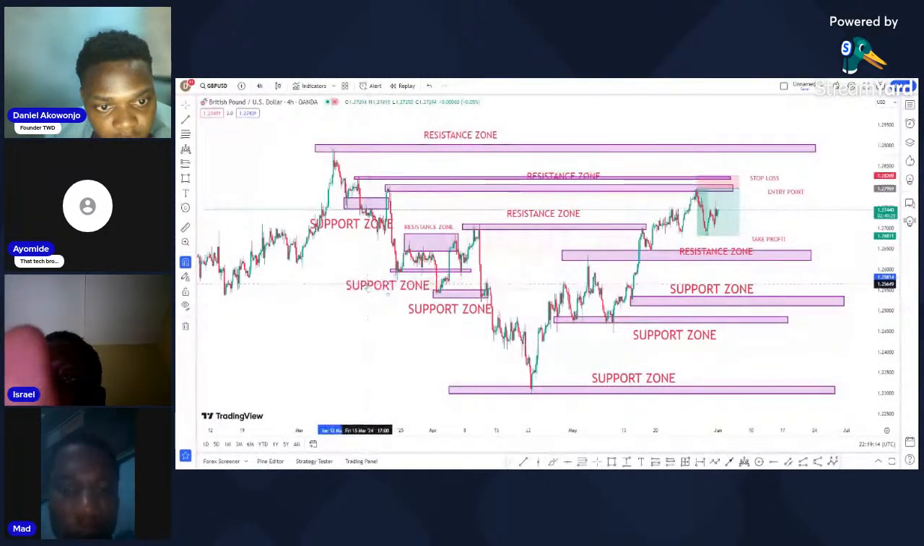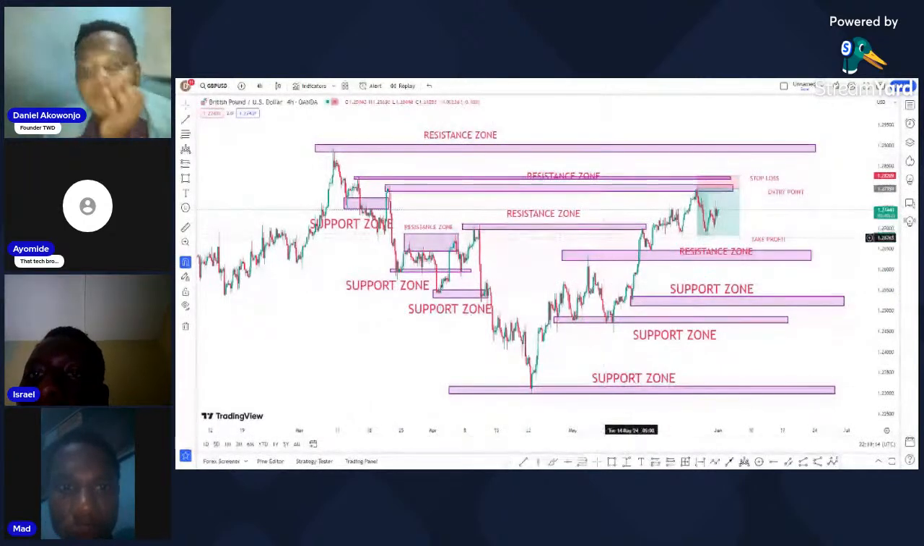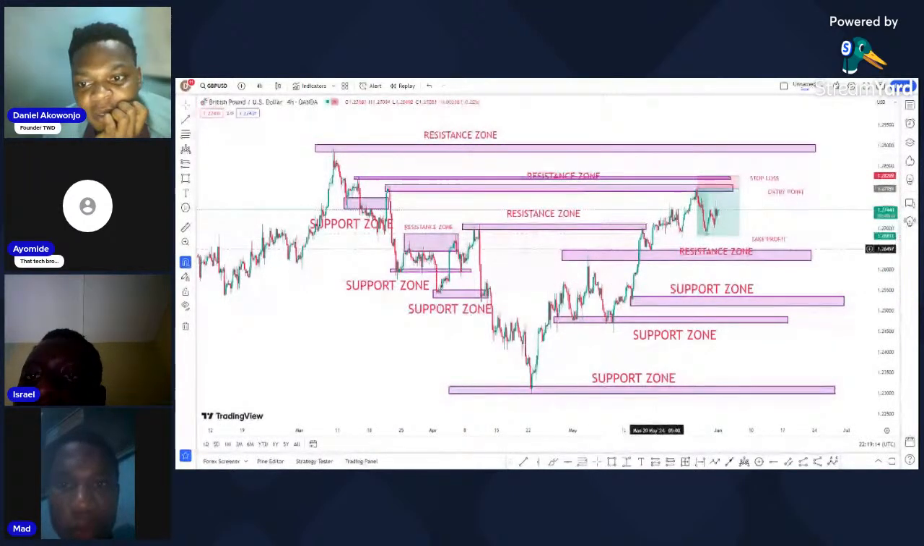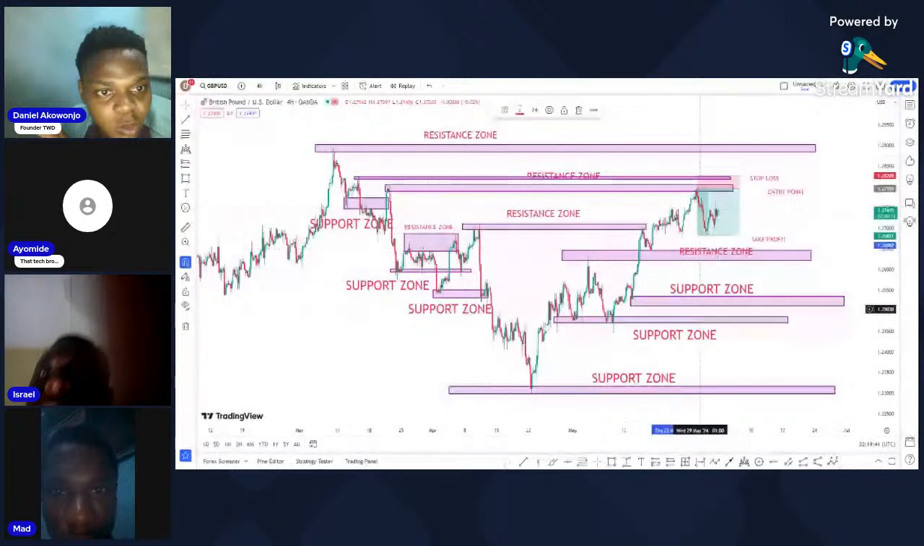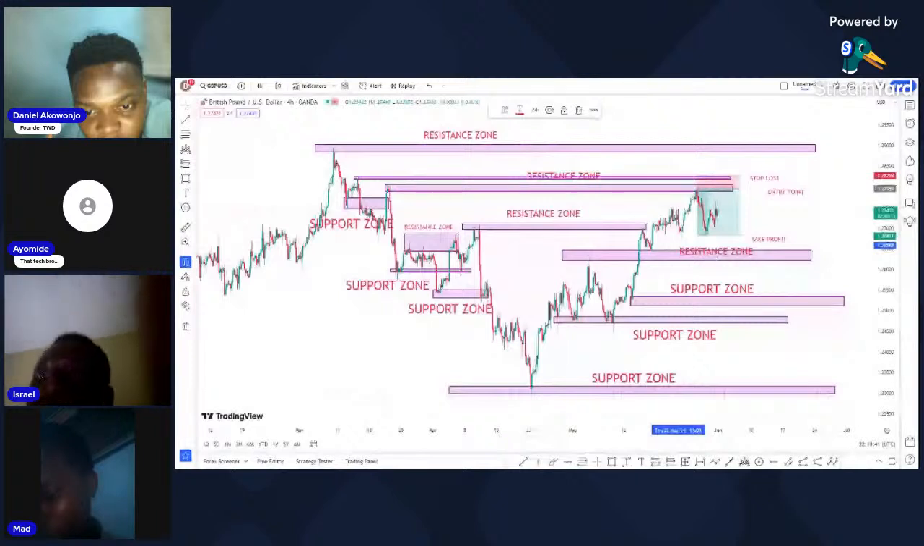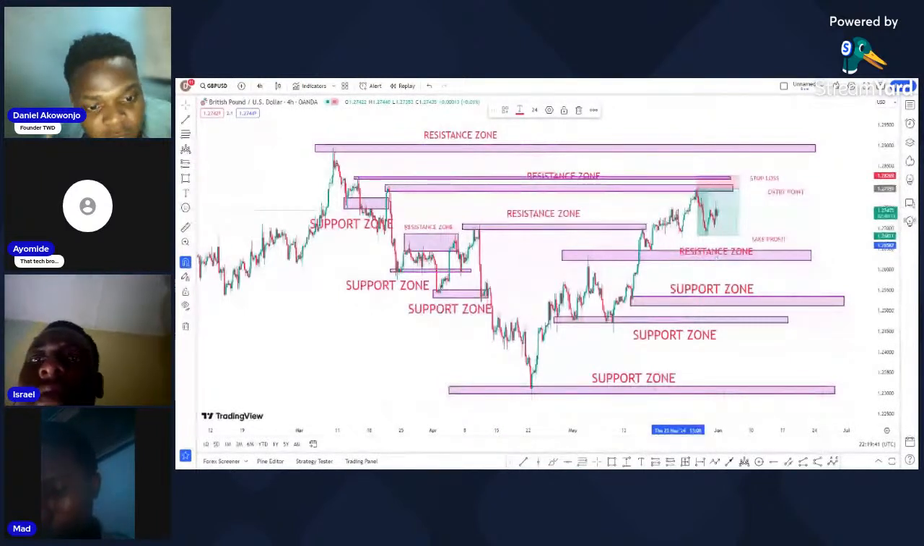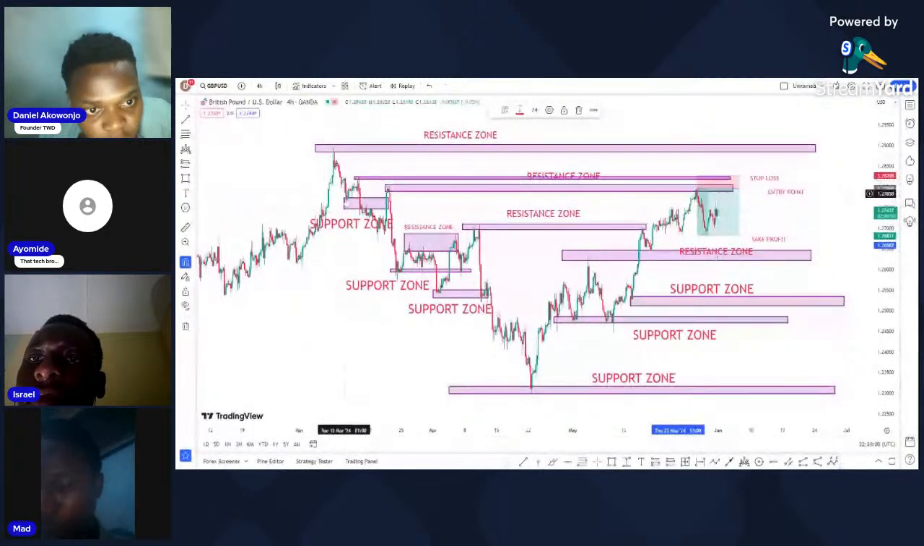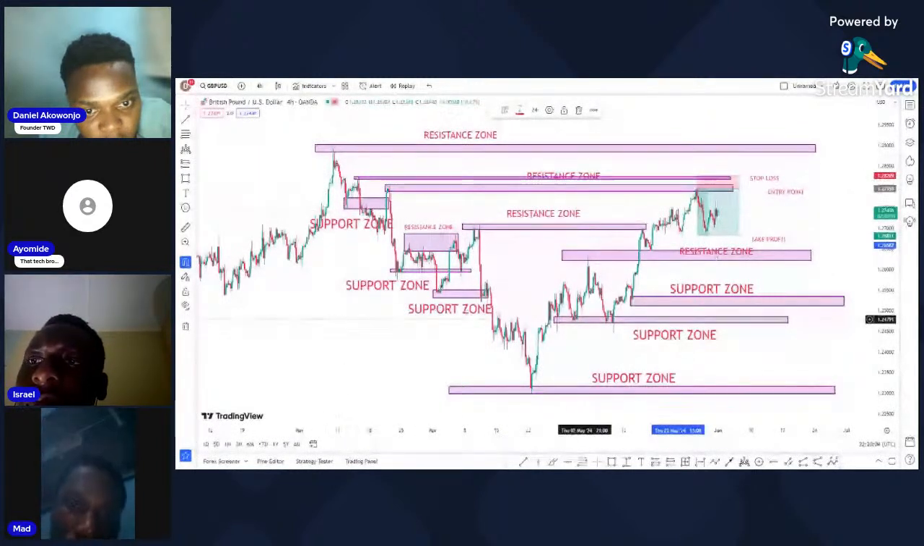I hope this makes sense now. So support zones is when price is selling and price wants to convert from selling to buying. When price is changing from the bearish move to the bullish move. I hope that makes sense. Price was selling, price got into this zone, and it pulled up. Price was selling, price got to this zone. What happened? It pulled up.